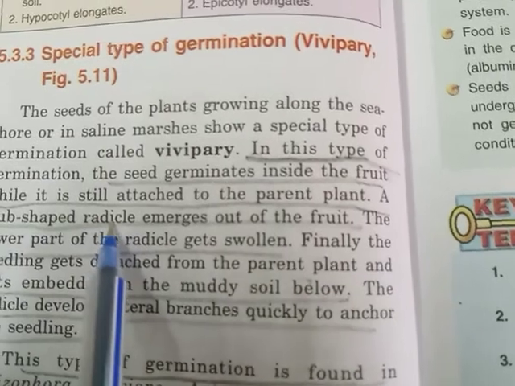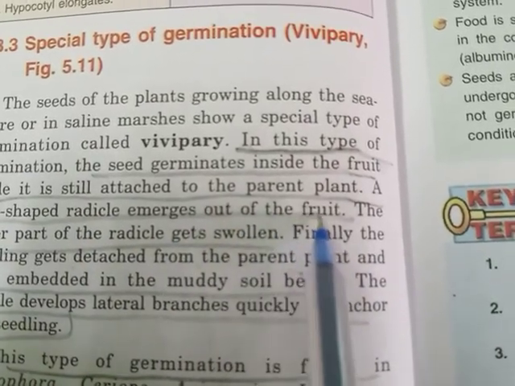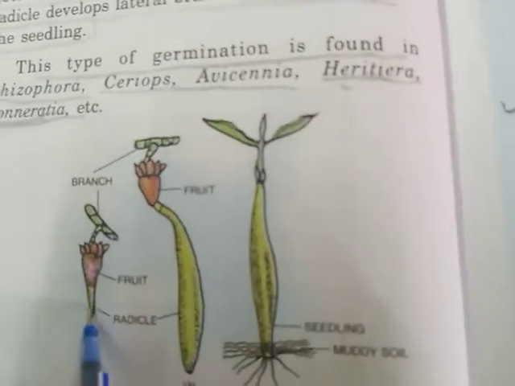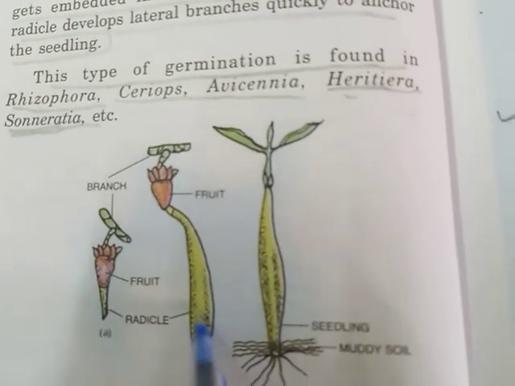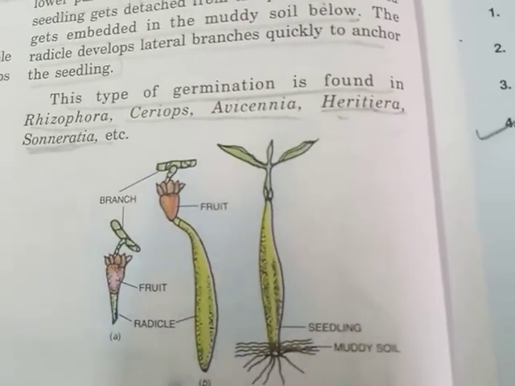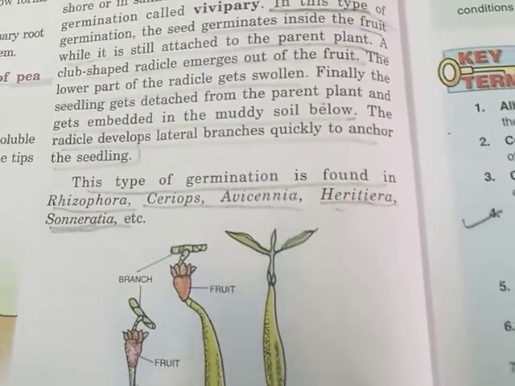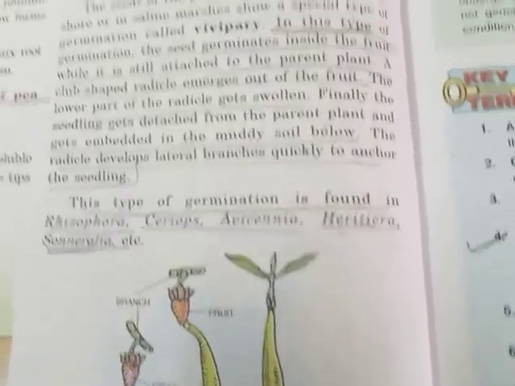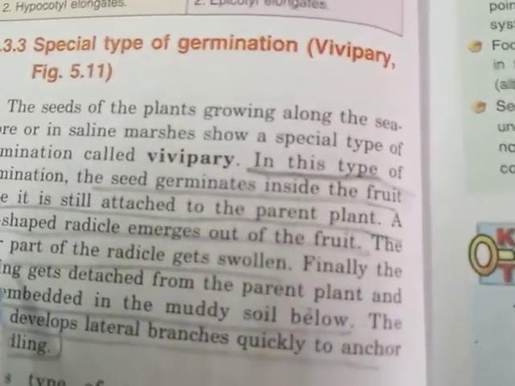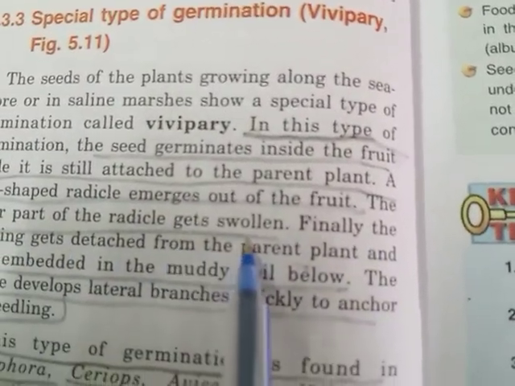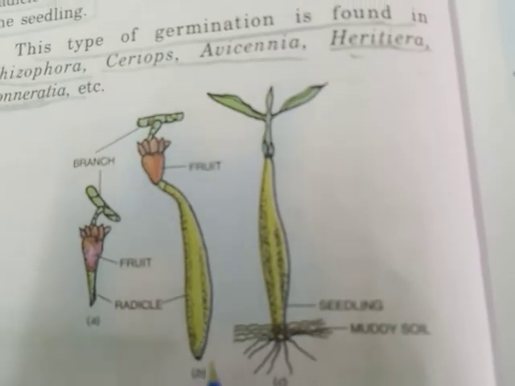A club shaped radicle emerges out of the fruit. You can see here a club shaped radicle. It emerges out of the fruit. This is the fruit. You can see, and the germination has started. This is the club shaped radicle. The lower part of the radicle gets swollen. You can see here the radicle gets swollen.